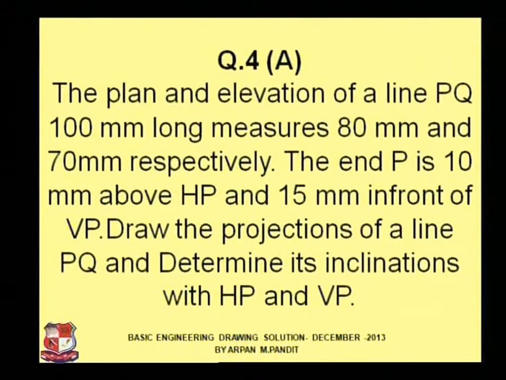Now let's have a look at this question. What is the given data? The given data are as follows. The plan and elevation of a line PQ 100 mm long measure 80 mm and 70 mm respectively. So first of all, we have some given data that needs to be written first. Data given.